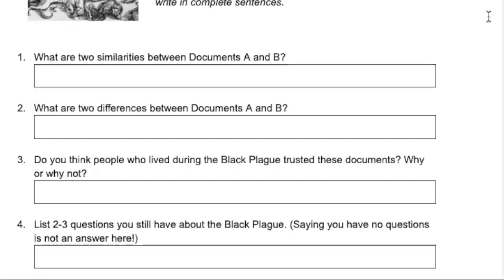So number 1, give me 2 similarities between documents A and B. Go back to your sourcing chart. Look at why they were written, when they were written, the advice that these documents give. Number 2, give me 2 differences between documents A and B.